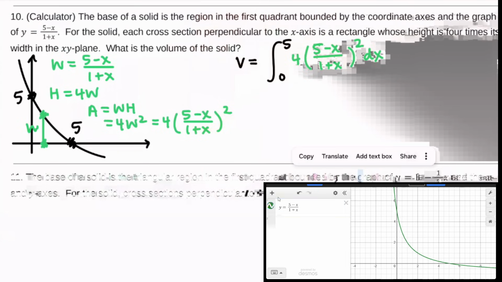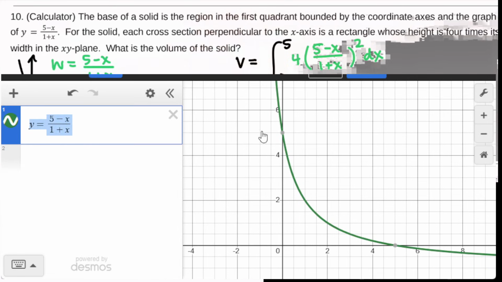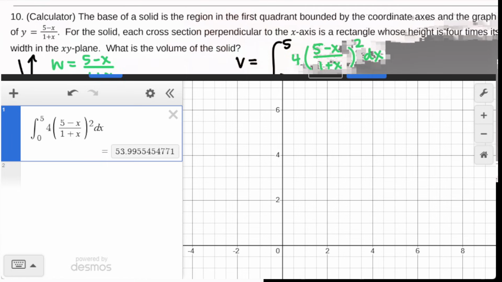Let's see, I've got an idea. Let's just really enlarge the calculator here and watch me do that instead. So, all right, the integral from 0 up to 5 of 4 times 5 minus x over 1 plus x, squaring that, integrating with respect to x, 53.995 or 53.996. All right, that's going to be all for this video. I'm going to record the rest of the problems on this homework in a separate one.